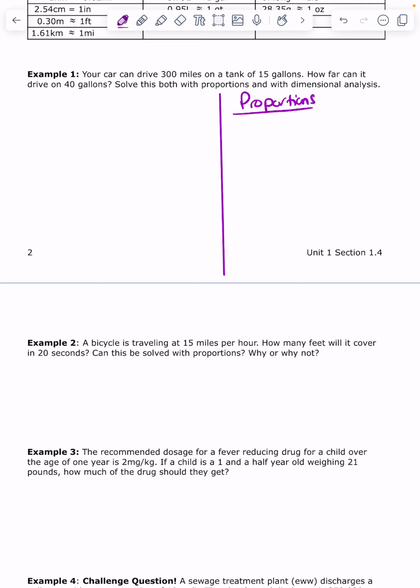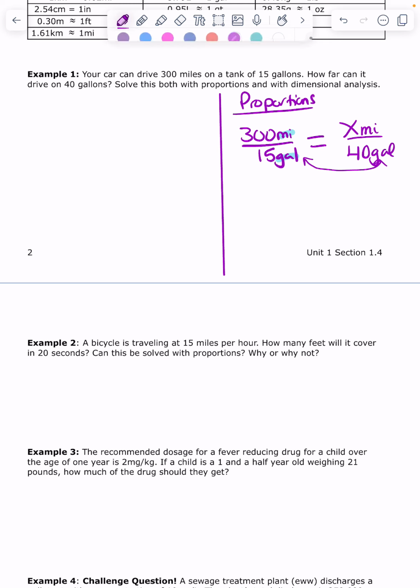Okay, so for proportions, we know that we can do 300 miles on 15 gallons. And notice that the abbreviation for miles is MI, gallons GAL. You can't just put M and G for those because those are the abbreviations for different units. And then that's going to equal, well, we're trying to figure out how far, so we don't know how many miles we can go on 40 gallons of gas. So remember, with proportions, things have to line up. If I have miles on top here, I need miles on top over here, etc.